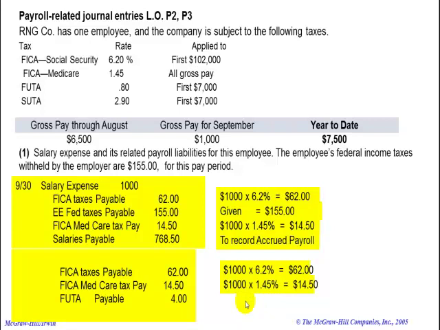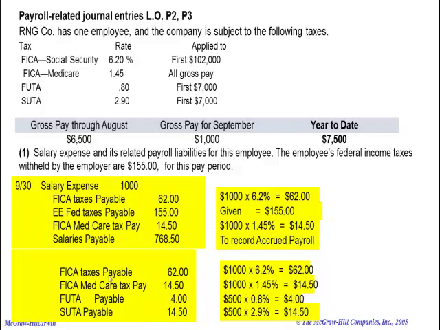We also have the FUTA taxes payable, and we said that the FUTA tax for the employer was going to be on the first $7,000, and they went over that by $500, so only $500 of this gross pay will be taxable for FUTA purposes. That's $4, which the calculation is $500 times 0.8%, which is $4. Same thing for the SUTA. The SUTA is based on the first $7,000. This employee went over that by $500, so $500 times 2.9% will be the SUTA taxes payable.